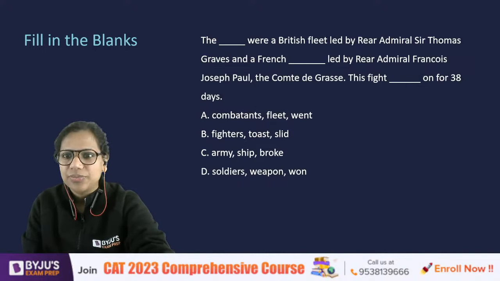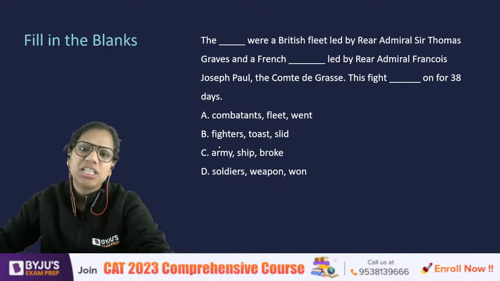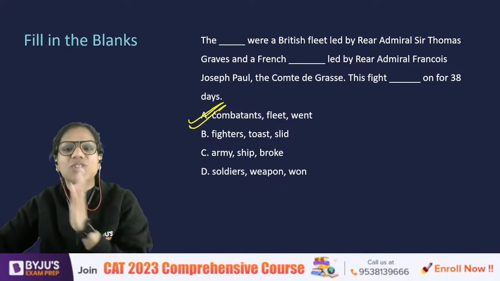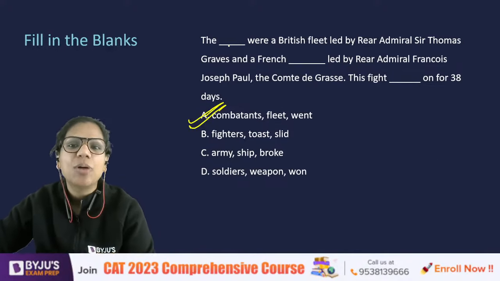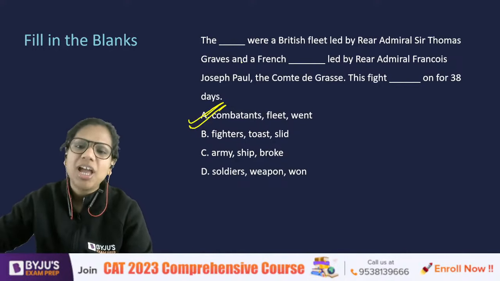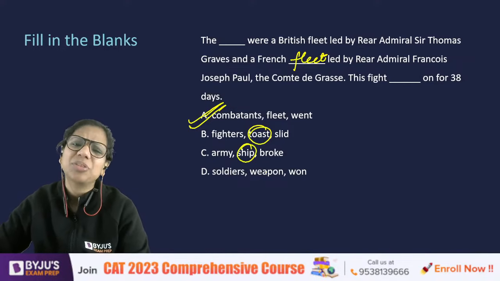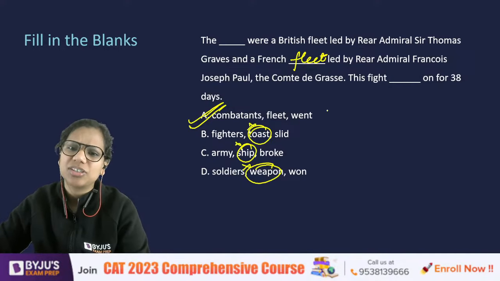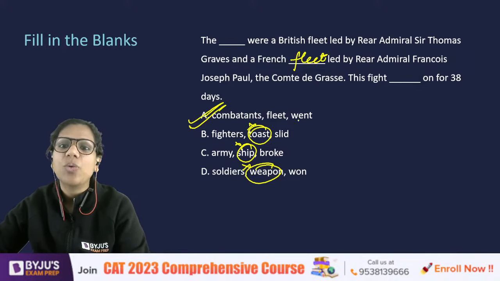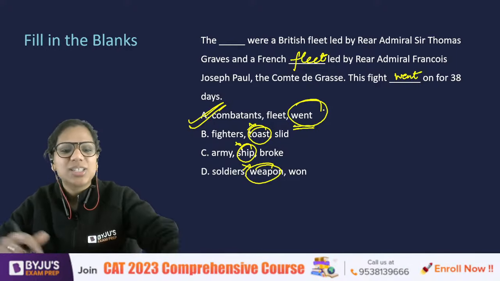Okay. C, A, all right, a lot of A's, absolutely correct. So A is the answer. Good, Ajay. Ajay answered the fastest. I mean, he gave the correct answer the fastest. So the combatants were a British fleet led by, so blah, blah, blah, and a French fleet, right? Nothing else can come here. It was such an easy question, okay? This fight went on. Again, nothing else can come here as well, right? So A.